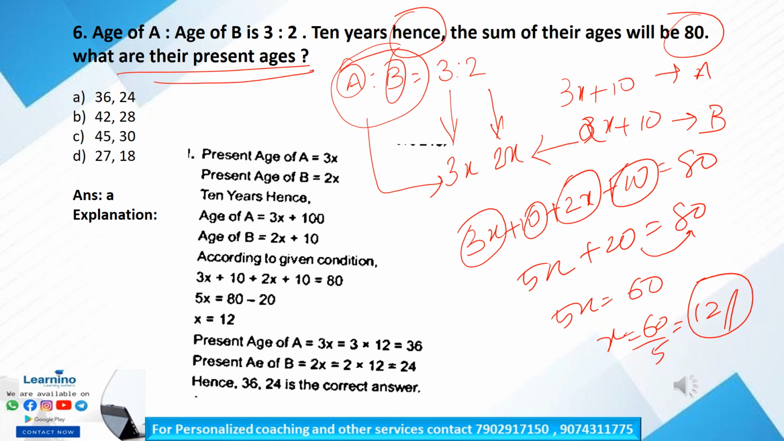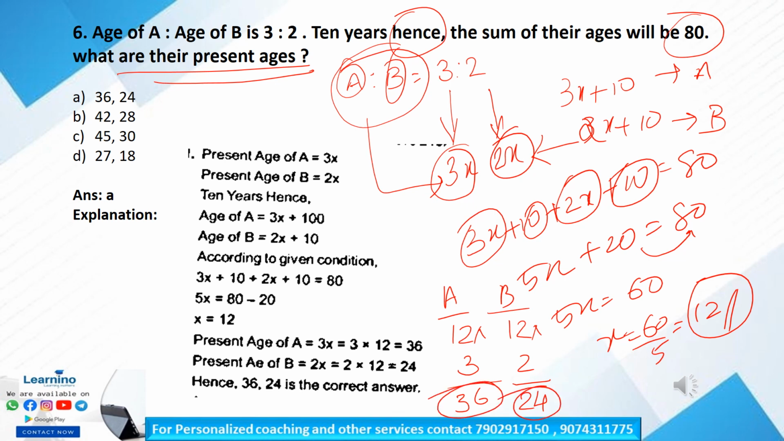So present ages are 3x and 2x. So x we have got 12. So 12 into 3 and 12 into 2. This is for A and this is for B. What is 12 into 3? That is 36. 12 into 2 is 24. So the present ages are 36 and 24. Option A. Is it clear?